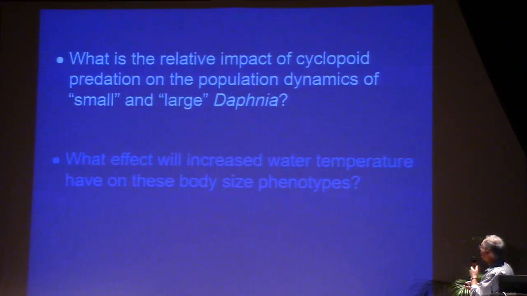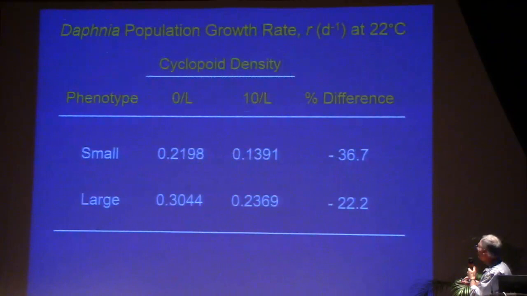So what's the relative impact of cyclopoid predation on these two different size phenotypes? These are the main results of that for the small and large phenotypes. Cyclopoid densities of zero, that is no cyclopoid predation, versus a density of 10 per liter. And the effect then, in terms of the percent decrease in per capita population growth rate, is about 37% decrease for the small phenotype, about 22% decrease for the large phenotype.